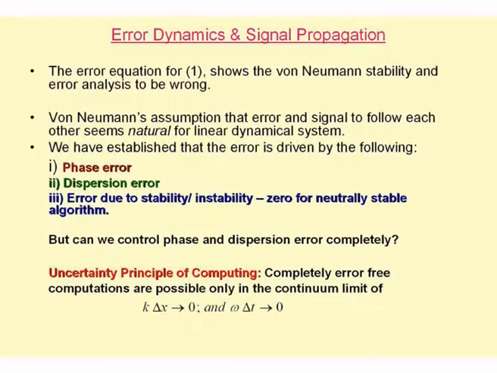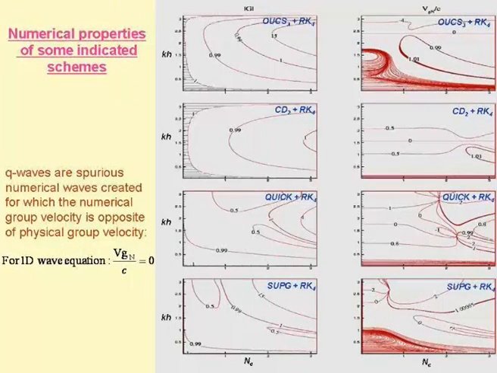It is only possible when you go to the origin of that KH-NC plane, where everything is perfectly kosher and nice. That would imply that you will have to take delta x vanishingly small, so that you are going to the continuum limit of k delta x going to 0 and omega delta t going to 0. So, this is what we have seen.